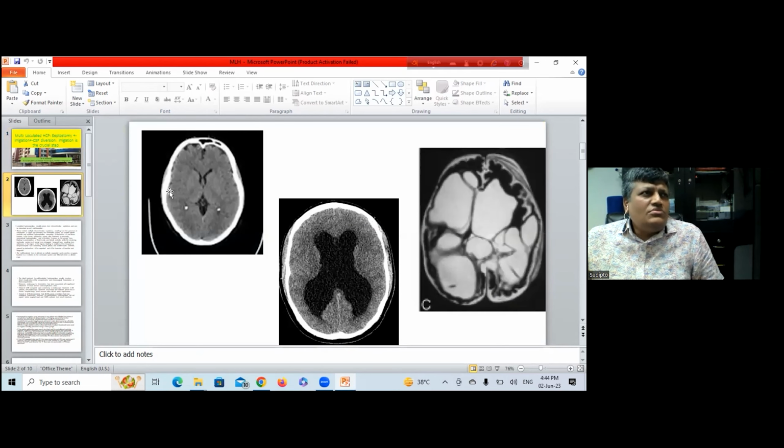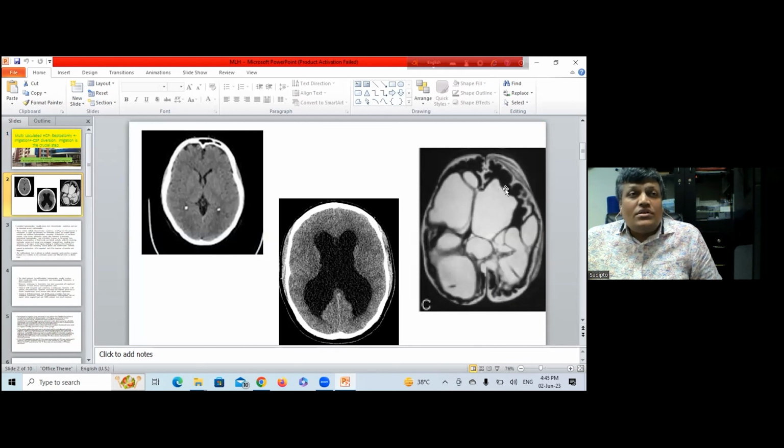In this screen, there are 3 CT scan images, all axial images. On the left side, you see the black part in the center of the brain, that is called the ventricle. A very small ventricle, and the outer dense white part is bone, and in between the bone and ventricle is the parenchyma. That is a normal CT scan. But in the middle CT scan, see the water is accumulated, that is called hydrocephalus.